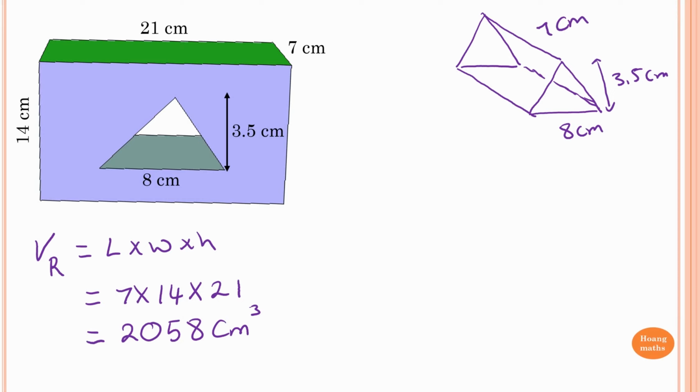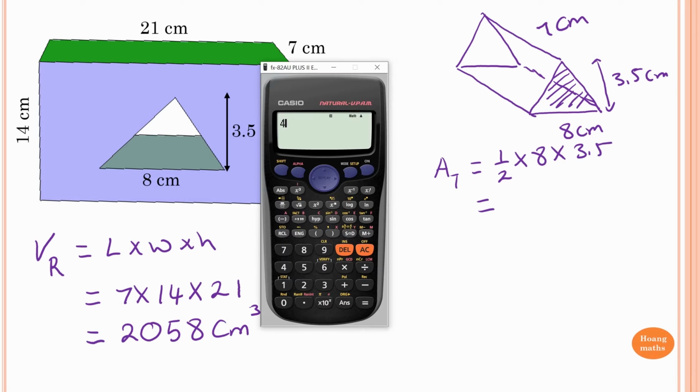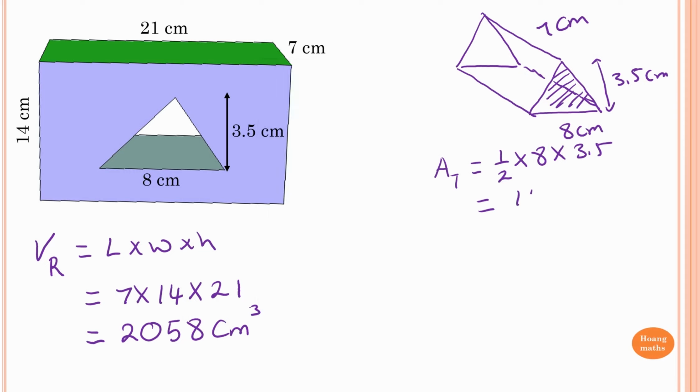Don't forget, volume of a triangular prism or any prism is area times height. So I find the area of this front panel first. This is a triangle. So area of this triangle is half times 2 perpendicular lines, which are 8 and 3.5. So that equals 4 times 3.5. Or otherwise you double 3.5 and double again, which gives you 14. So 14 square centimeters.